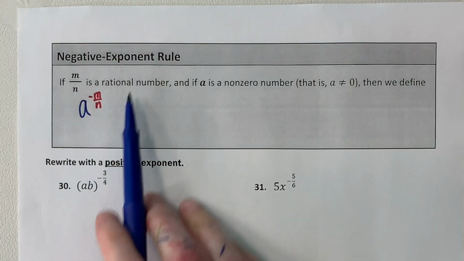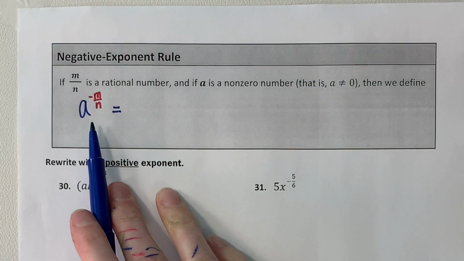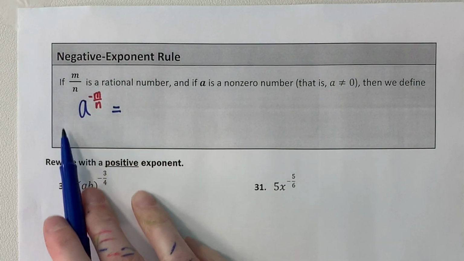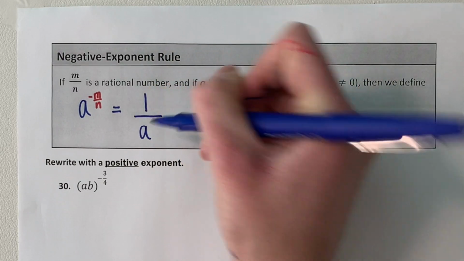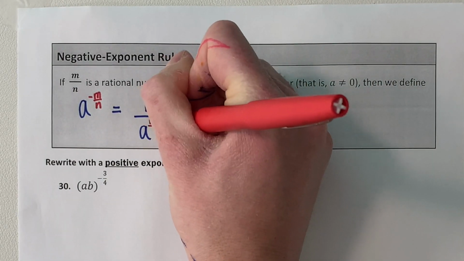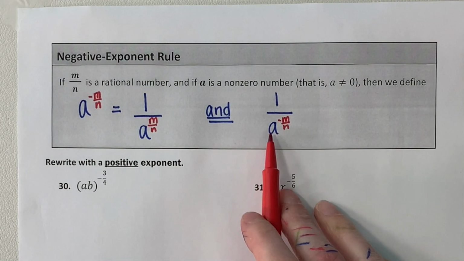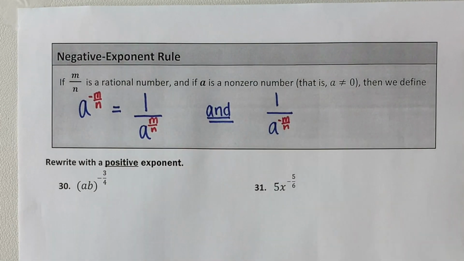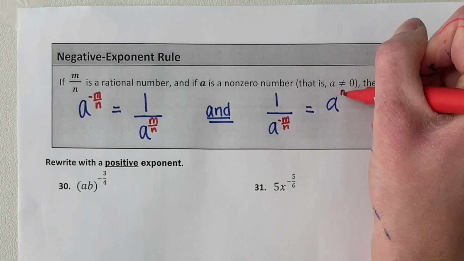If you have an expression involving a negative exponent, we can rewrite this using positive exponents by picking this up and moving it to the denominator. And when we move that expression to the denominator, the exponent becomes positive. If our negative exponent is in the denominator, we can pick this quantity up and move it to the numerator. And when we move it to the numerator, the exponent becomes positive.